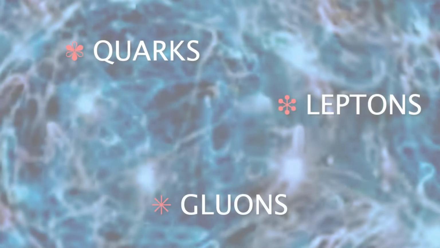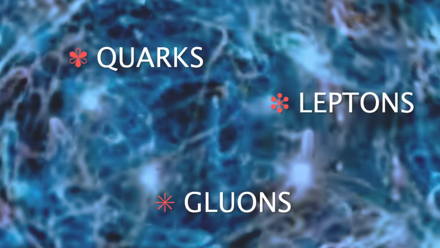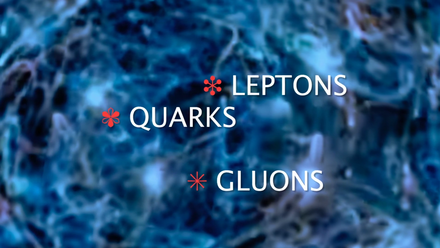Let's begin with the macrocosm. According to the Standard Model, nanoseconds after the Big Bang, the first elementary particles with bizarre names like quarks, leptons, and gluons were present in the primary plasma.